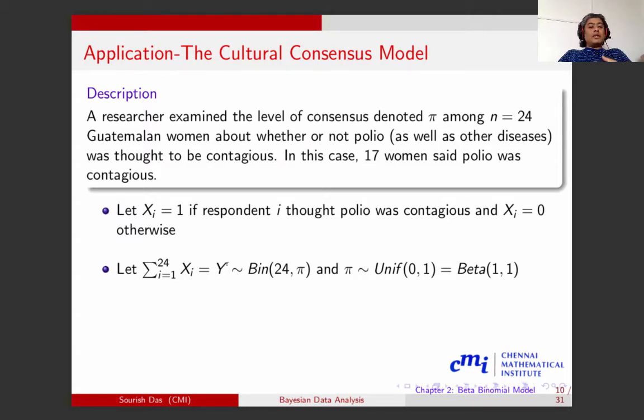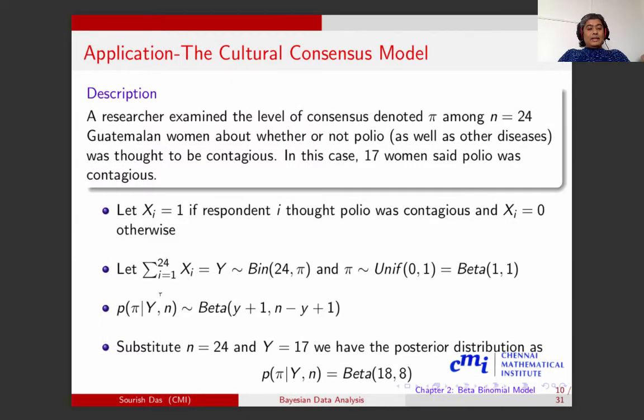So y is the number of women who thought polio was contagious, and in this case we have y equal to the exact value 17. Y follows a binomial distribution 24, pi, and we assume pi follows uniform 0, 1, which is also a beta distribution with parameters 1, 1. This pi, whether it is contagious or not, has a posterior probability distribution, which is beta with parameters y plus 1 and n minus y plus 1.